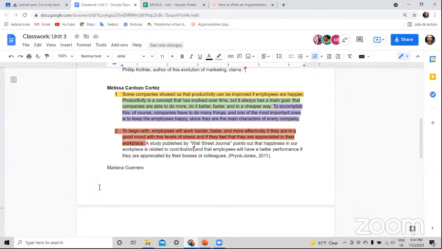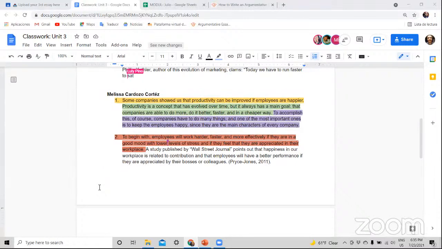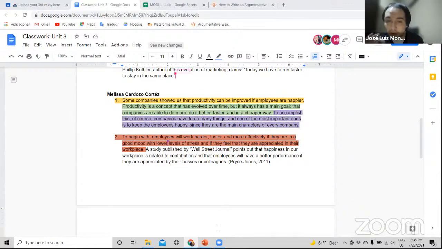Okay, teacher, I'm still working on it, but it says: To begin with, employees will work harder, faster, and more effectively if they are in a good mood, with lower levels of stress, and if they feel that they are appreciated in their workplace. And the new part says a study published by the Wall Street Journal points out that happiness in our workplace is related to contribution and that employees will have a better performance if they are appreciated by their bosses or colleagues.